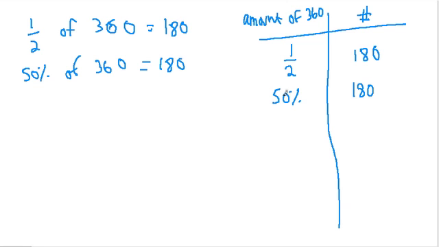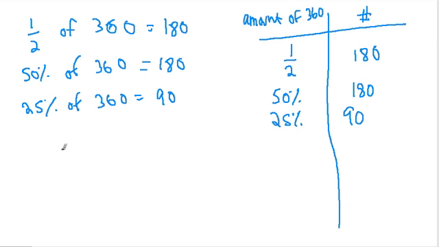Now the reason we're bringing both of these out is to make that connection, to remind us: oh, fractions, percents, they are interchangeable, and that's going to help us on some of these other problems. 25% of 360. Well, that means I'm cutting 360 into 4 pieces, and that's going to give me 90.